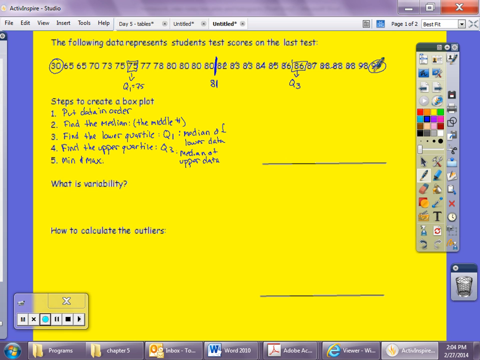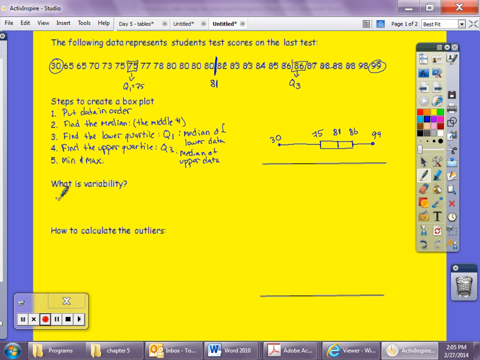So now we can plot this. We have 30, then we have 75, then we have 81, then we have 86, which is the upper quartile, which forms our box, and then we have 99, and we have our whiskers. So we just put all of the 5 main points there, the min, the max, the 2 quartiles, and the median. And now we can also talk about variability.